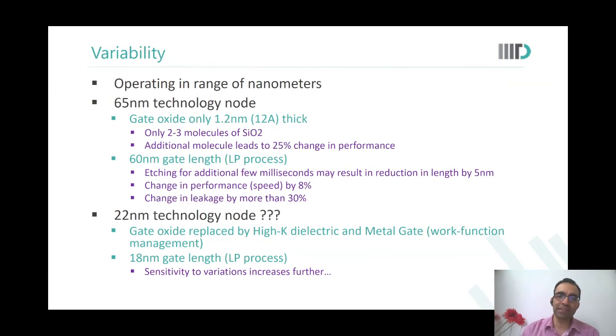Come to think of it like that. In 65 nanometer technology, the gate oxide thickness is only 12 angstroms, which is only 2 to 3 molecules of silicon dioxide. Add one more molecule, and what has happened? The gate oxide thickness has changed by 25 to 30%.